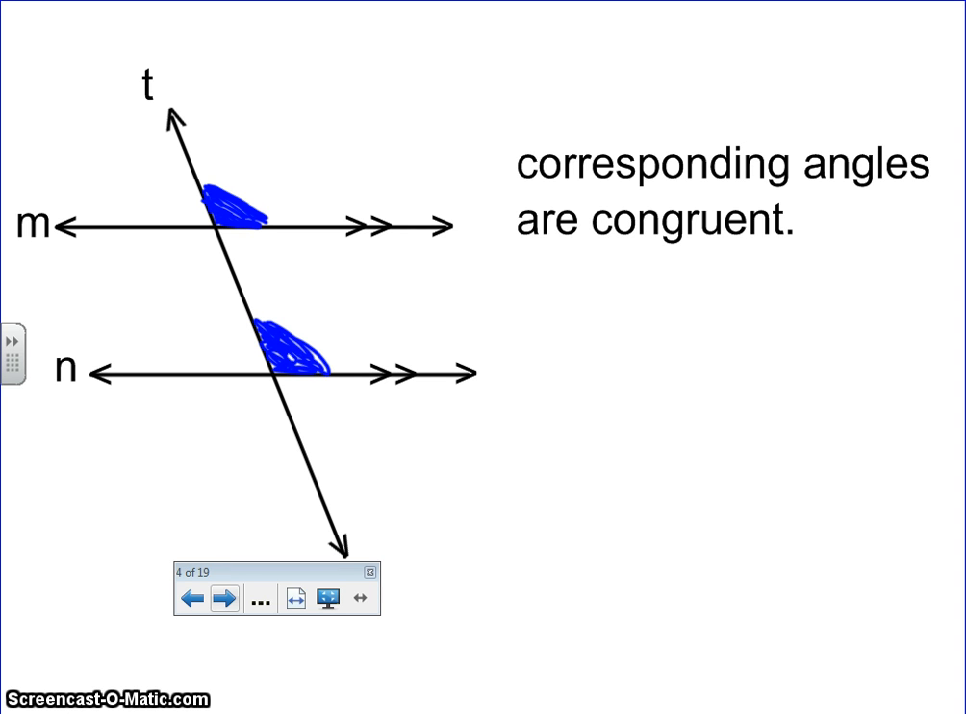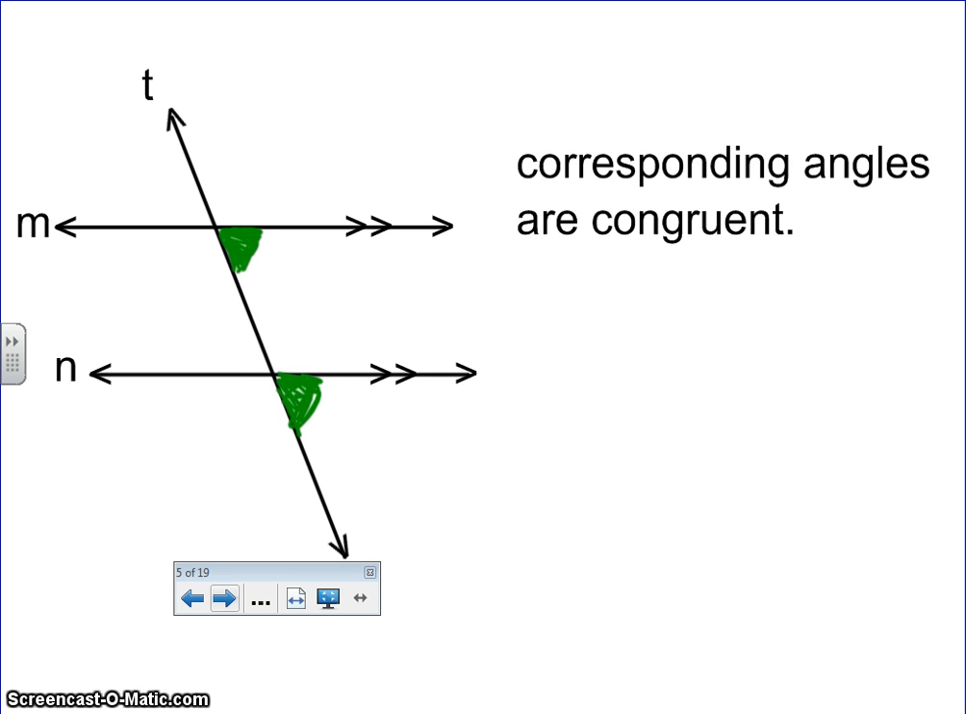Corresponding angles are angles that are basically in the same position. In this case, we've got line M and M being cut by the parallel T, and the little angles up on the top right at each intersection, this blue one up here and this blue one down here, appear to be the same measure, and in fact they are. So those two angles are said to be corresponding. They're top right and top right.